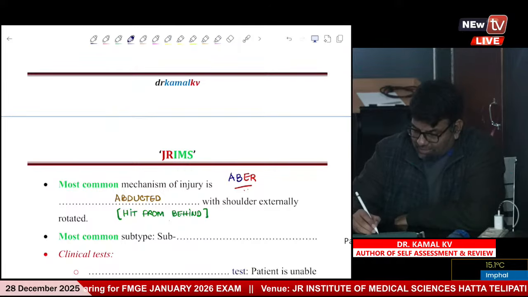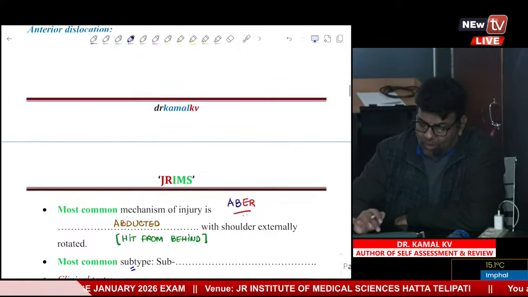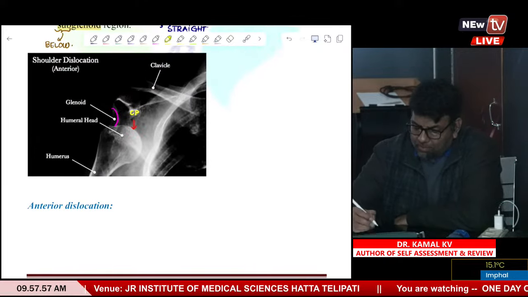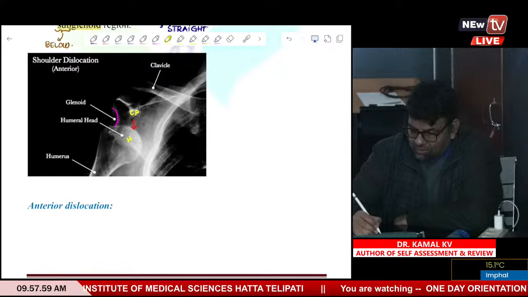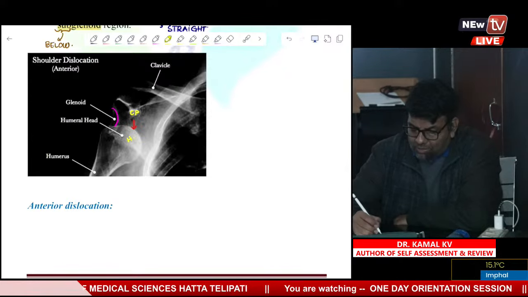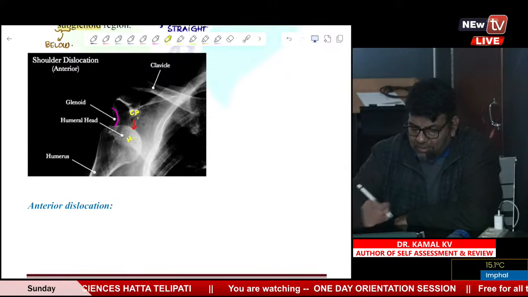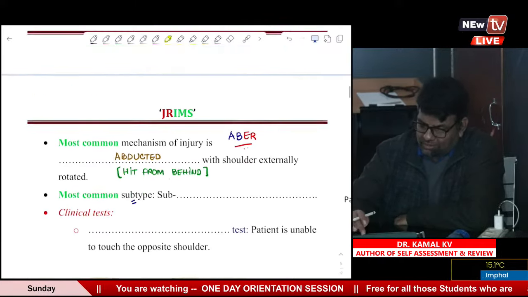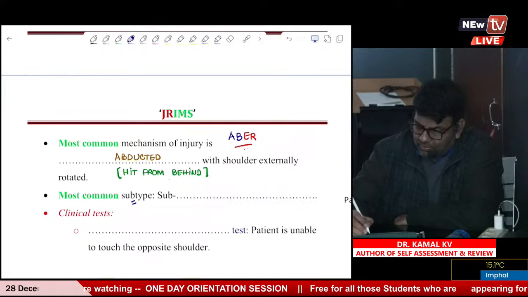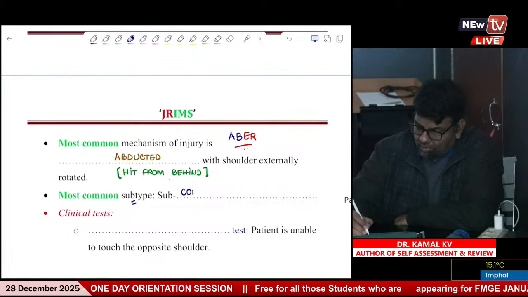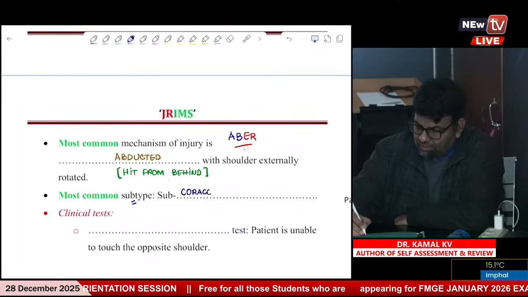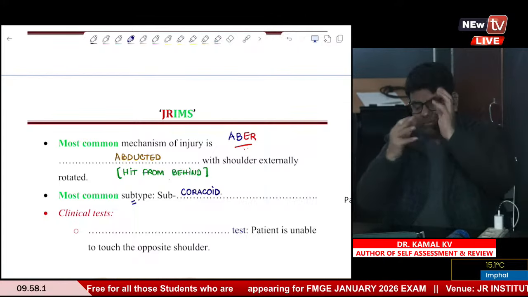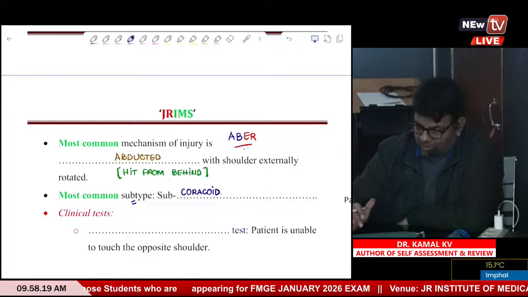The most common subtype of anterior is the one where the head of humerus, so this is the head of humerus, is lying below which process? Coracoid process. So that is known as subcoracoid. Sub means below. So the head of humerus is lying below the coracoid process, subcoracoid.